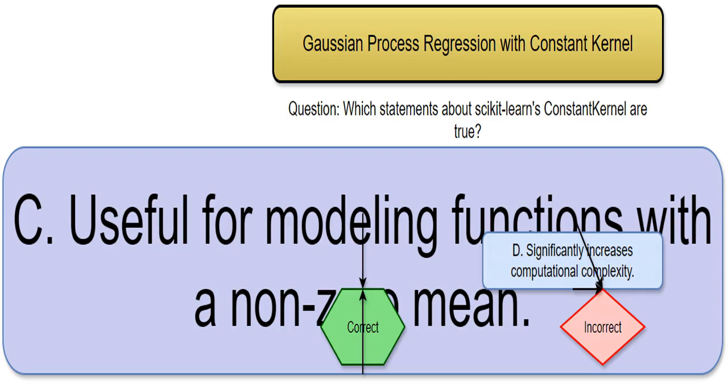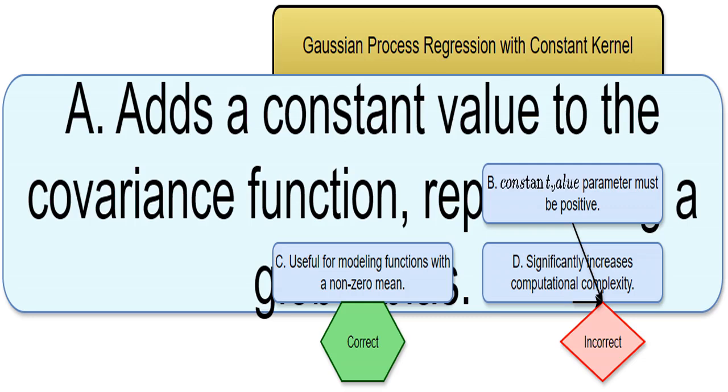This is true. If my data has an average value that's not 0, the constant kernel helps my model account for that. It's very handy for incorporating a non-zero mean value into my model. This is also correct. The constant kernel's main job is to add a constant value to my covariance function. This changes how similar data points are seen by the model, effectively shifting the entire prediction slightly up or down.